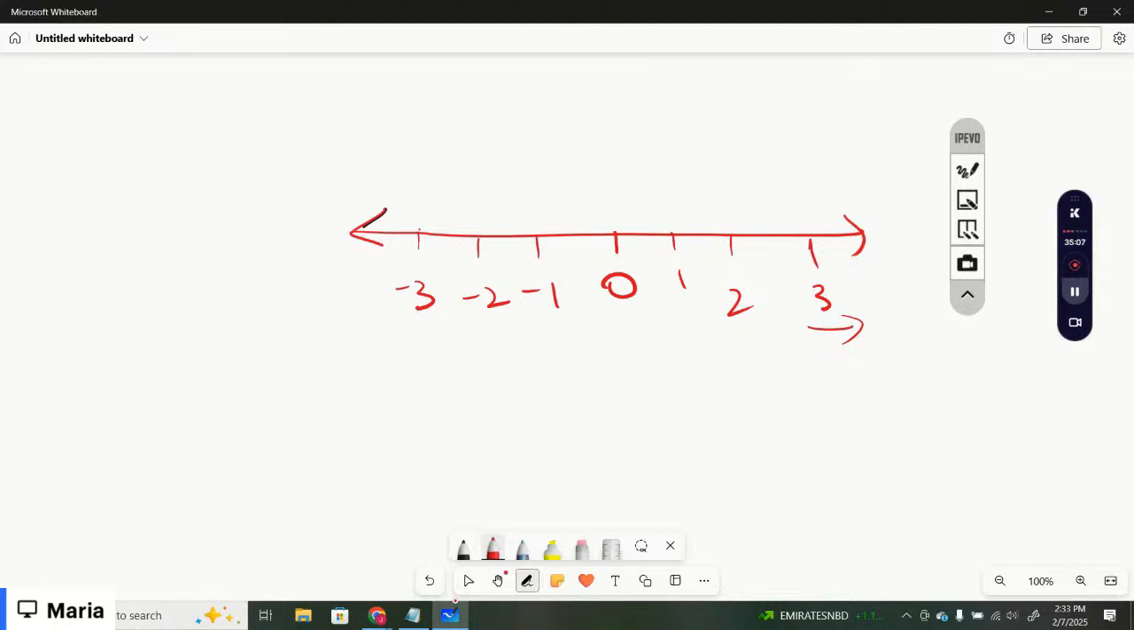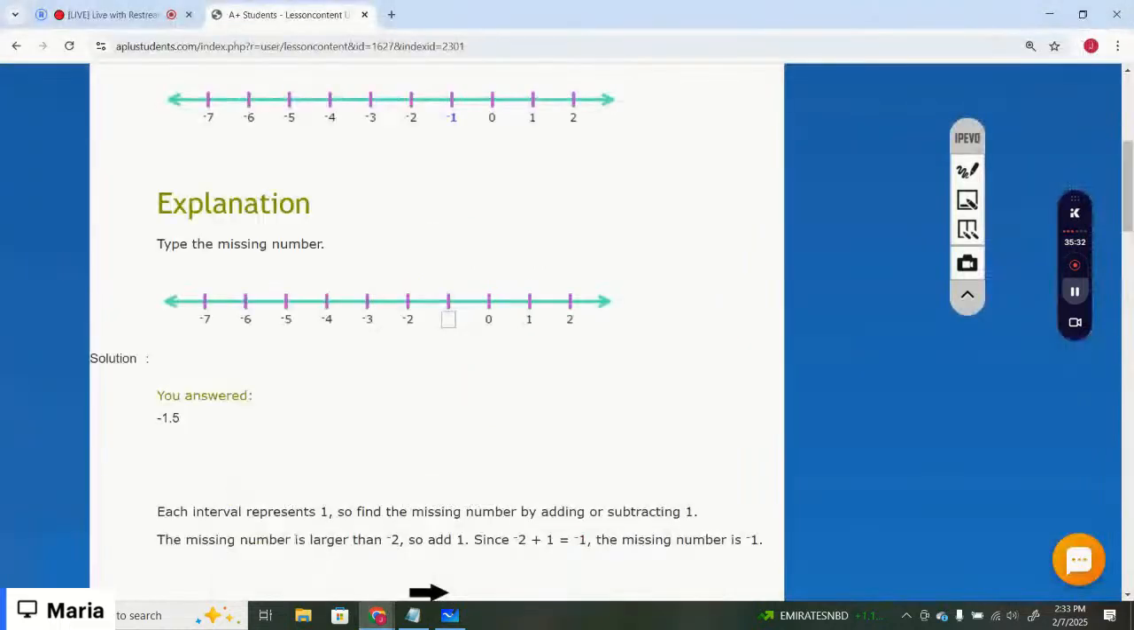For example, here you have 3. The next one is 4. 4 is greater than 3. Then 5 is greater than 4. But on the negative side, as you are moving far from 0, the numbers are getting smaller and smaller. The next number is negative 4. Negative 4 is less than negative 3. So the farther from 0, the smaller the number is, right? Now let's just start with the lesson.